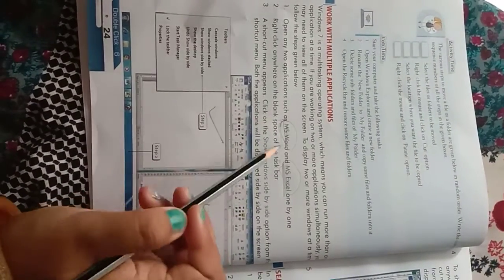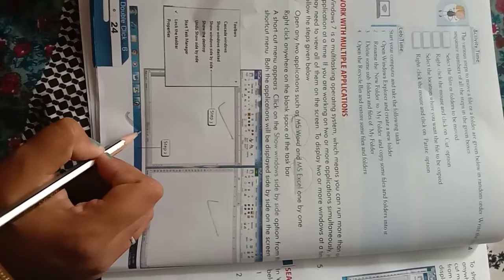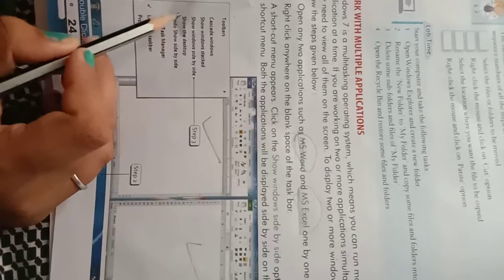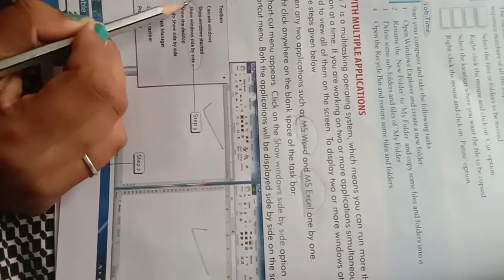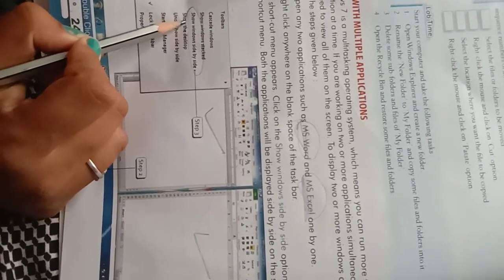Afterwards you have to right click anywhere on the blank space of the taskbar. This blue line is your taskbar. You have to right click with your mouse button here and this drop down menu will appear, and from here you have to select the show windows side by side option, and if you click on this option, both the applications will join in this way.